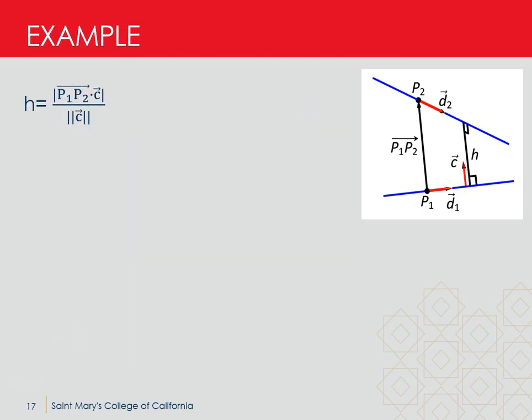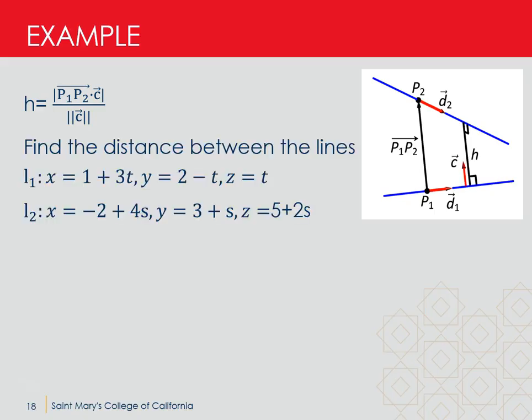So again, let's leap into an example. We have the formula here. I've left the diagram up there so you can see what's happening. We want to find the distance between two lines, and here are our two lines. These are in parametric form. We've got the first line, x equals 1 plus 3t, etc. And then the second line, the x, the y, and the z there.